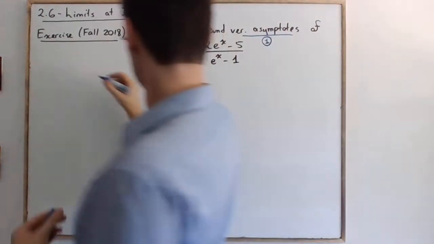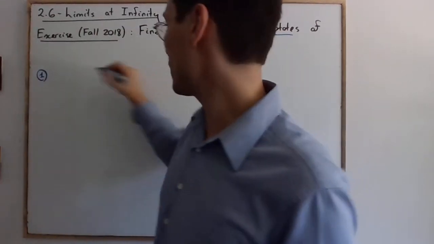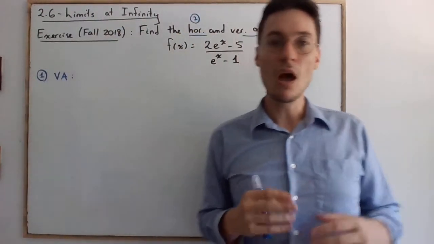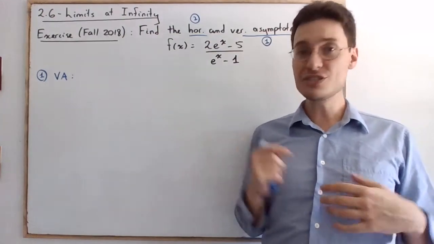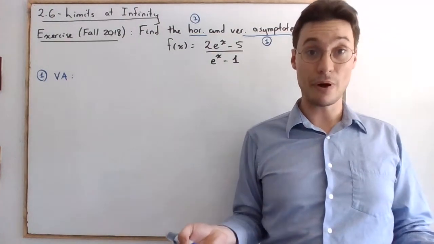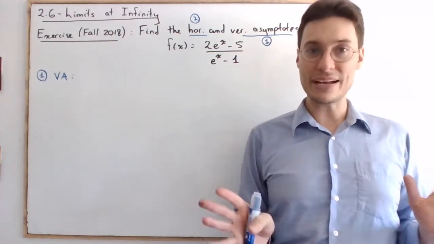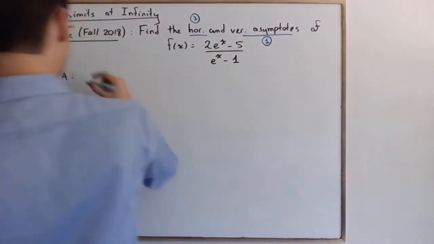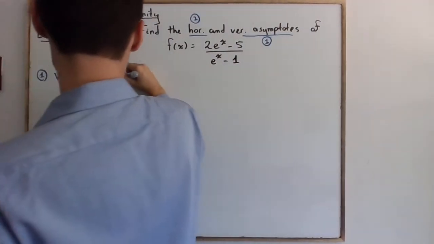Okay. So a couple of reminders. For the vertical asymptotes, what we call VA, we abbreviate. What you do is you look for the values for which the denominator is equal to 0. And after that, you just look at the limit and do a direct substitution and see if you can conclude anything from there.